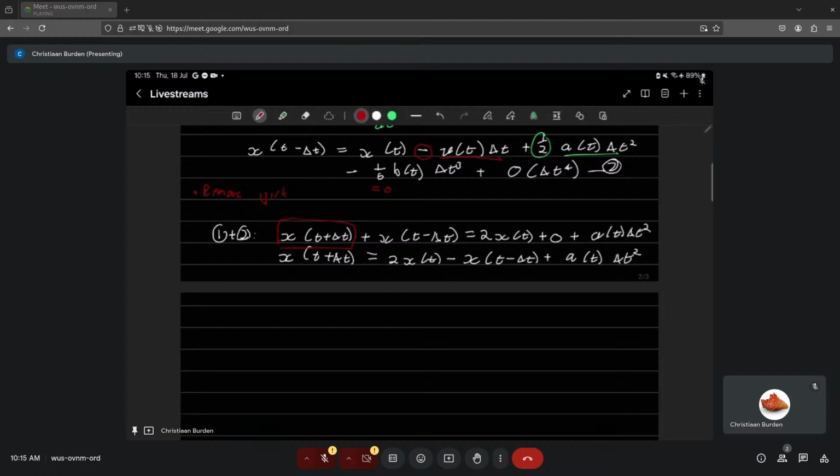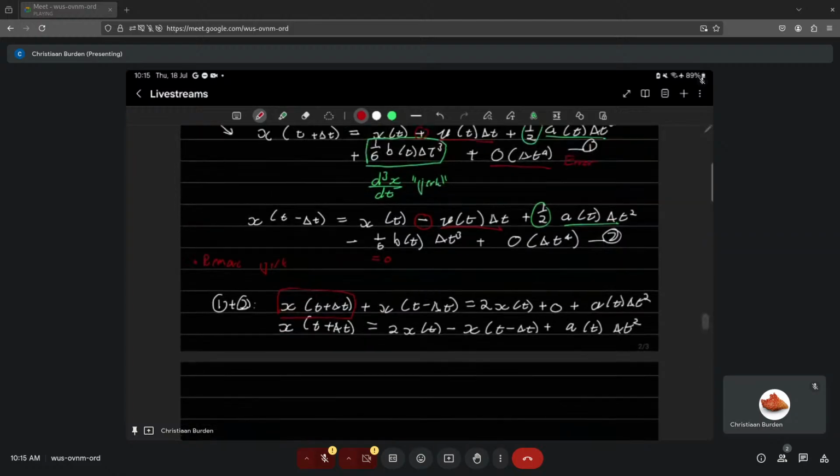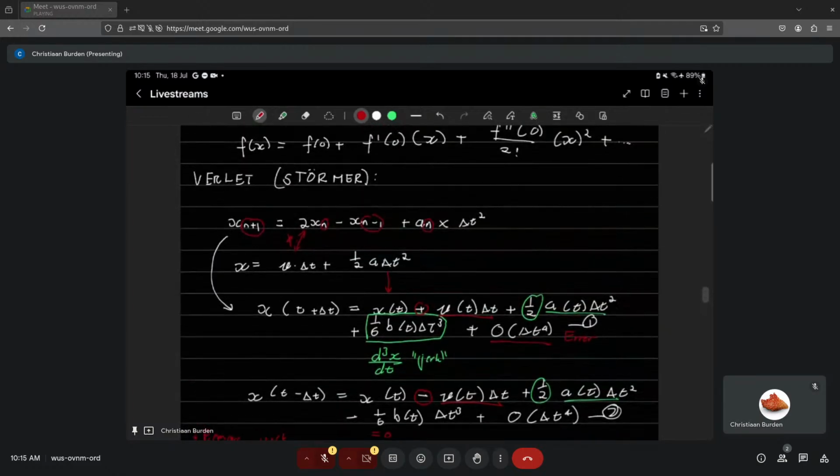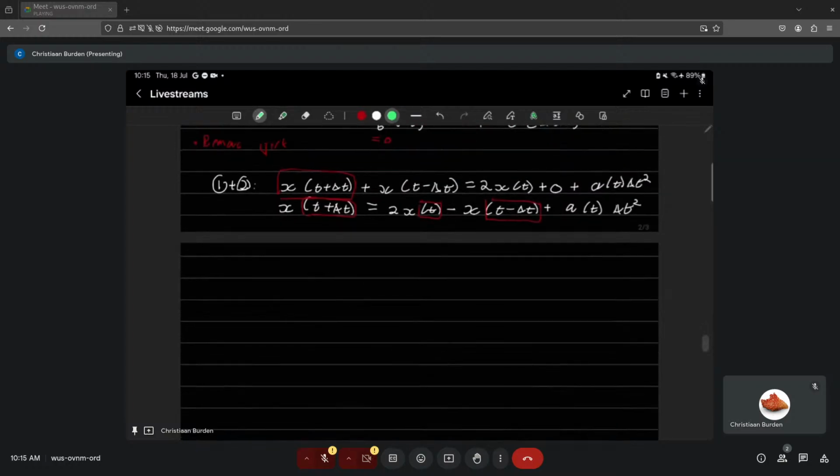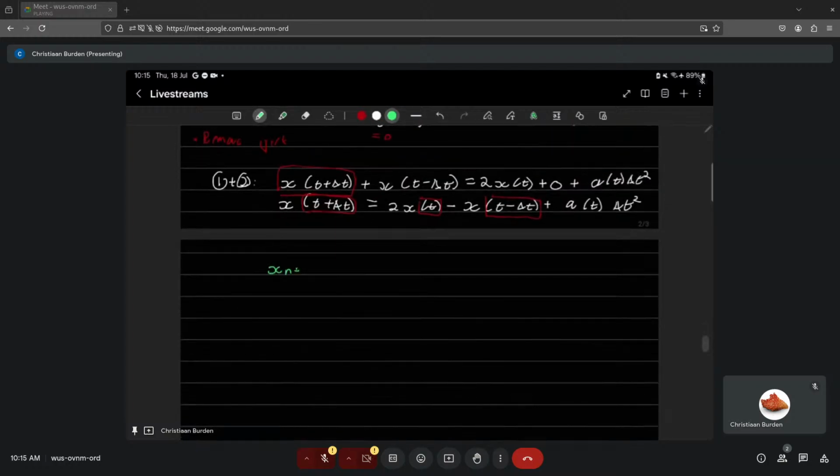We may say that this is not exactly the same as what we have up here. You'd be almost correct. I mean, this just means the next frame, and this means the previous frame, and this means the current frame. So we can just rewrite this as x n plus 1 equals 2 x n minus x n minus 1 plus a t delta t squared. We have just derived that.